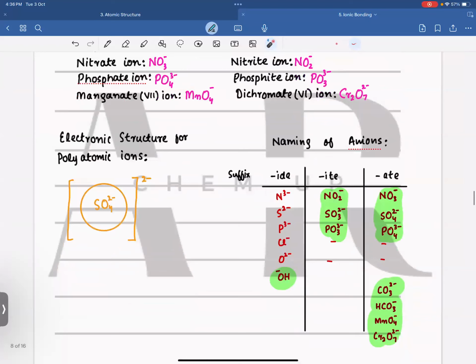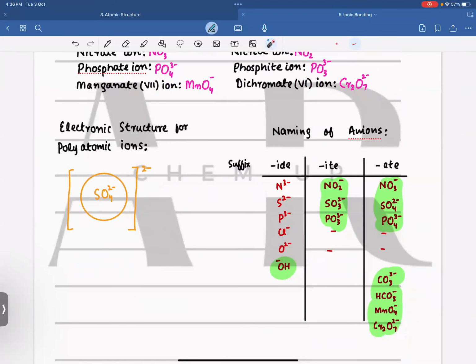To identify the names of ions: whenever a cation forms, there is no change in its name. For example, sodium is an atom; when it becomes an ion, we call it sodium ion. It's a cation. Aluminium is an atom; when it becomes +3, we call it aluminium ion. But when an anion is formed, when they gain electrons, the last part, the suffix of the name, is replaced by these three terms.